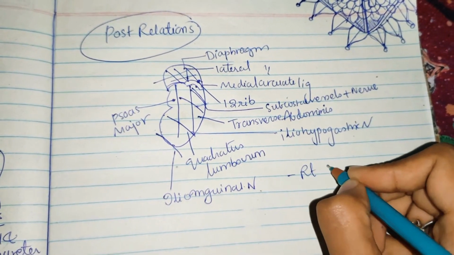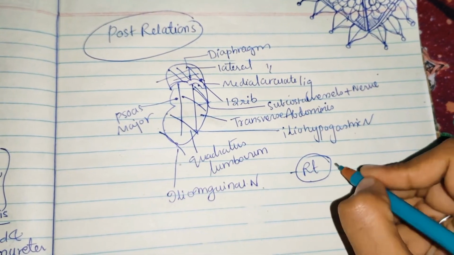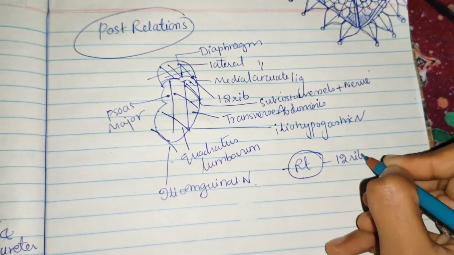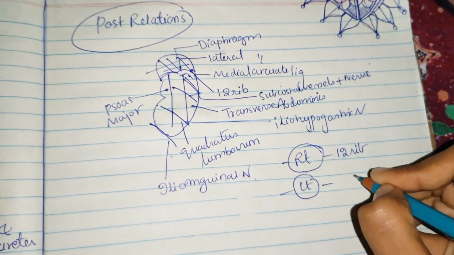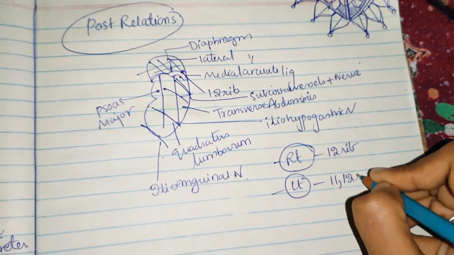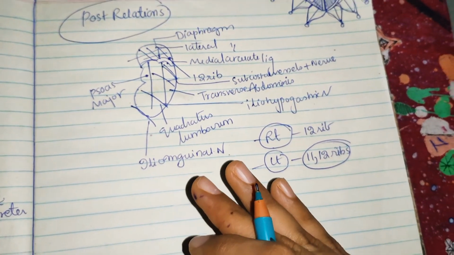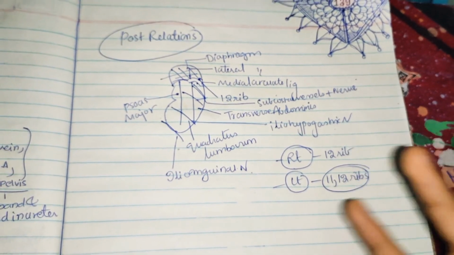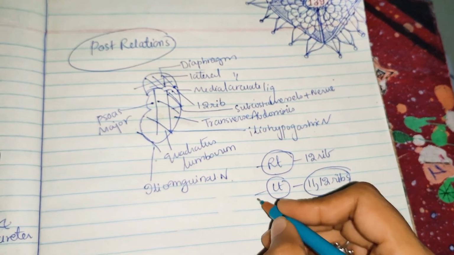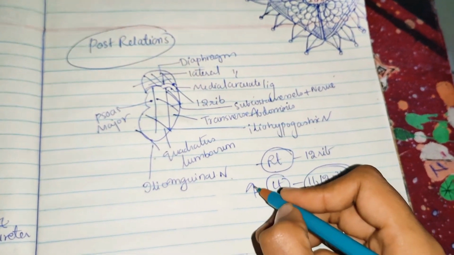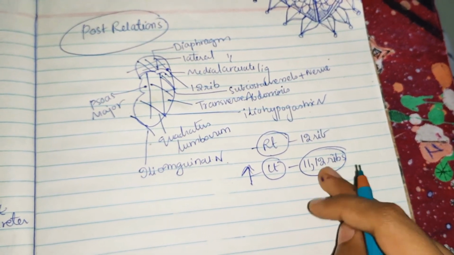of right kidney. As it is a right kidney, in the posterior relation you have only 12th rib, but the same, all are same, but in the left kidney there is one thing special, that is there is both 11th and 12th ribs. Why? Because you know that the right kidney is somewhat lower when compared with left kidney, and you know left kidney is higher, so I put this higher arrow mark. As the left kidney is higher, it is having both ribs, 11th and 12th ribs.